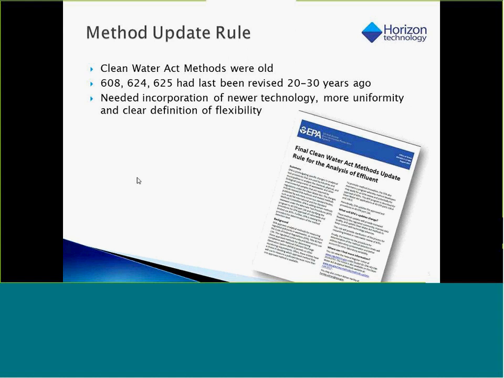Now, it may sound really abysmal, and it kind of was. They had some small updates along the way, but they hadn't been codified into the methodology. So, for example, packed columns for GC work were still specified in these methods, whereas most folks, 99.9%, use capillary columns at this point in time. So it needed incorporation of newer technology, more uniformity, and a clear definition of flexibility. So it was a lofty task and something that the EPA has been trying to do on a more regular basis. Technology changes so quickly.